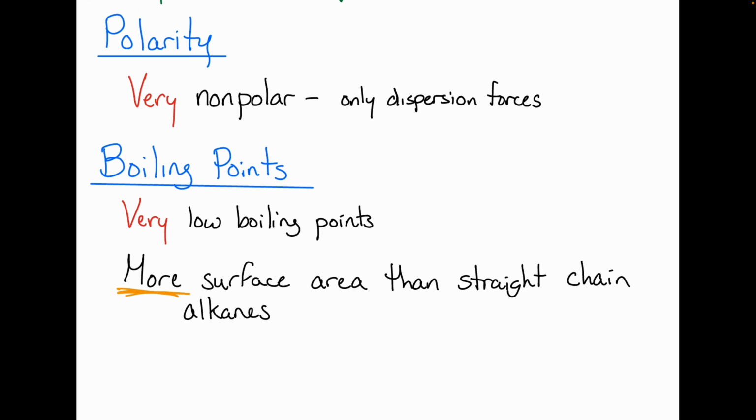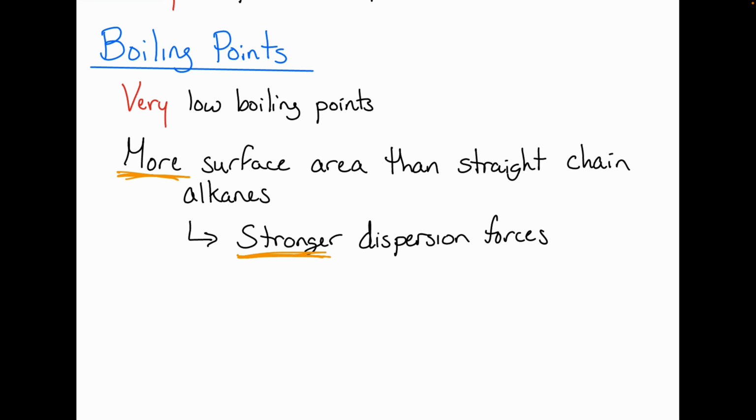Okay, it turns out that when you take those carbons and connect them together, you create a little bit more surface area on that molecule compared to that straight chain alkane. And if they have more surface area, what does that mean about the dispersion forces between cyclic alkanes compared to their straight chain alkanes? Are they stronger or weaker? Stronger, right? Dispersion forces are proportional to surface area. So that means we also have stronger dispersion forces than our straight chain alkanes.